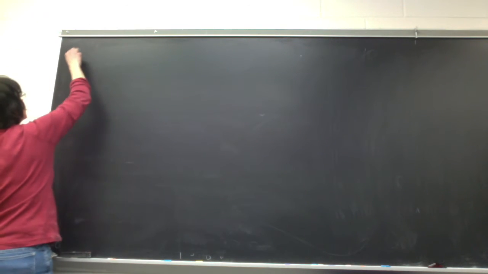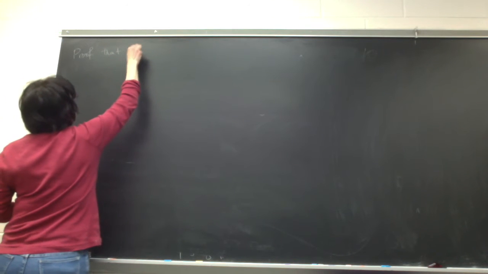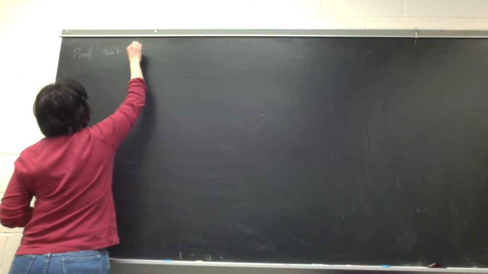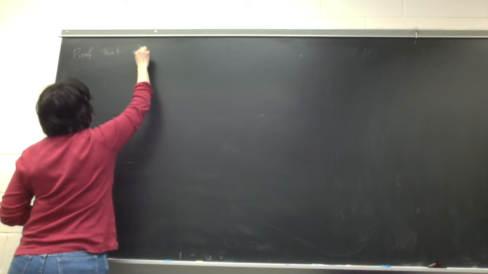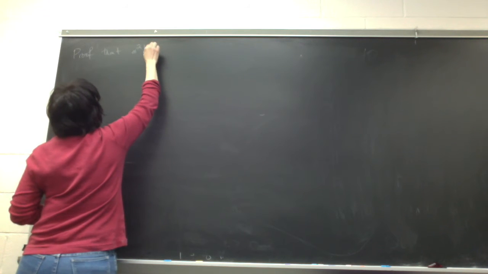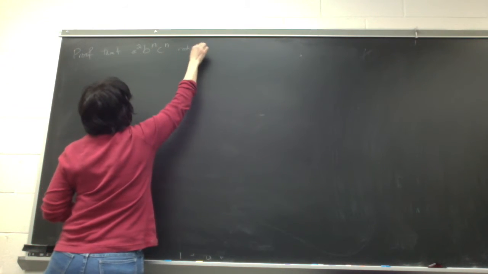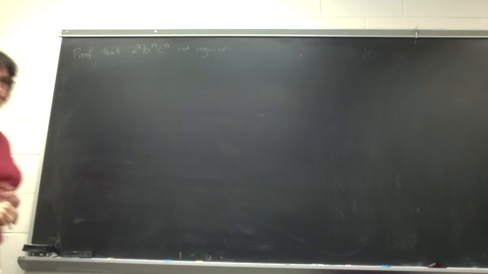I'm going to do a proof that a to the 2, b to the n, c to the n is not regular. I think this might have been on the old final. Okay? Alright, so let's do a proof of this.